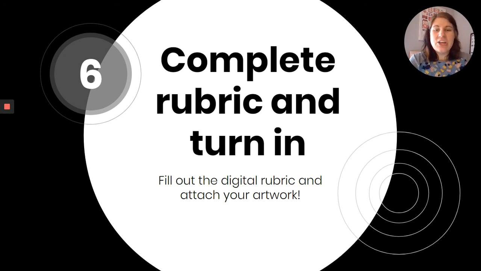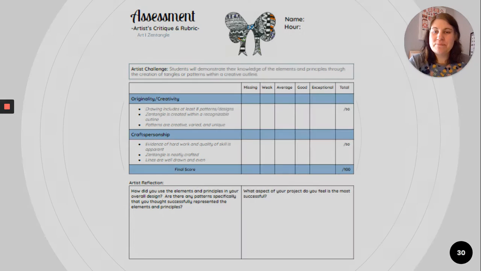When you're all finished, you're going to complete a rubric and turn it in. You're going to fill out the digital rubric and attach your artwork. Remember, you have to actually complete the rubric. I'm making a copy for each of you in Google Classroom. So you'll have to complete your rubric and turn that in with you. So the rubric will look like this. And I will talk separately about how to fill out the rubric.